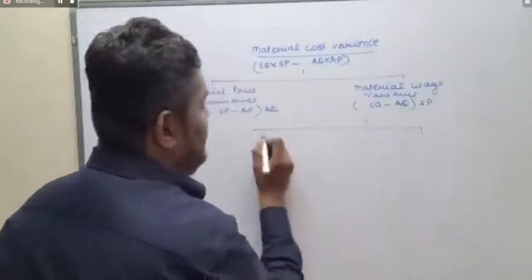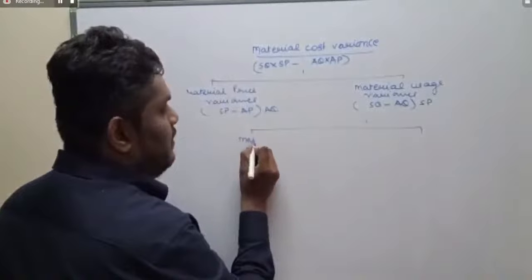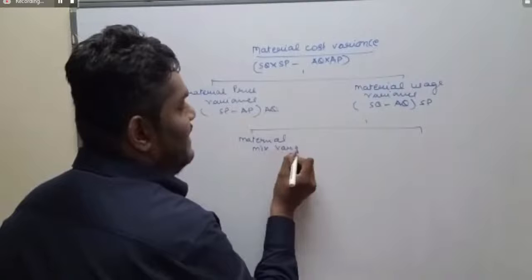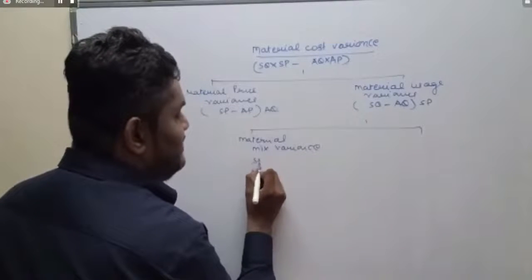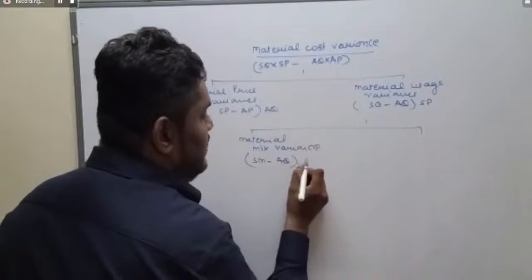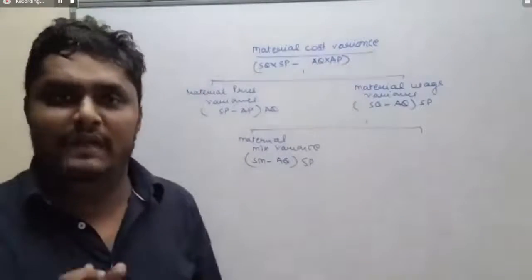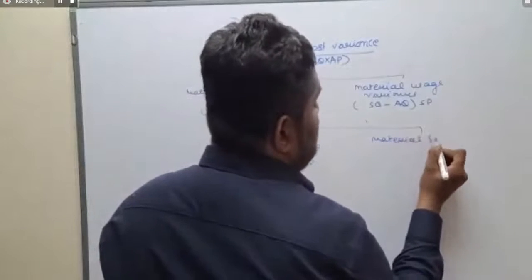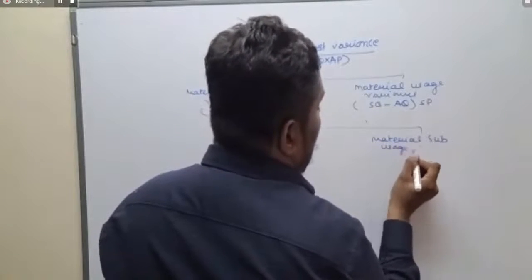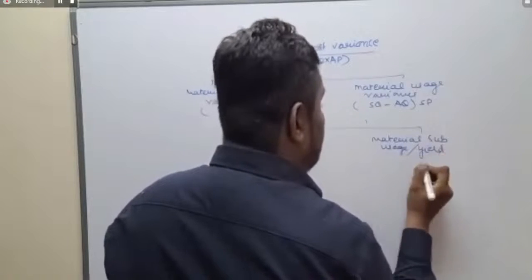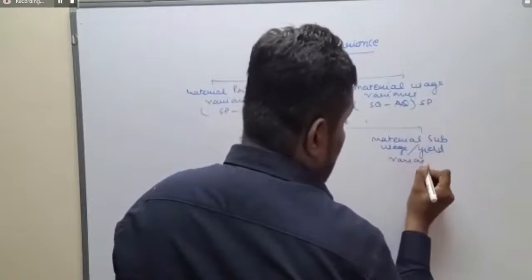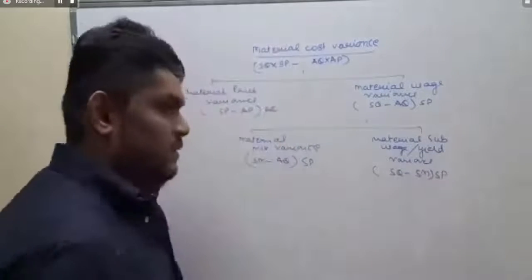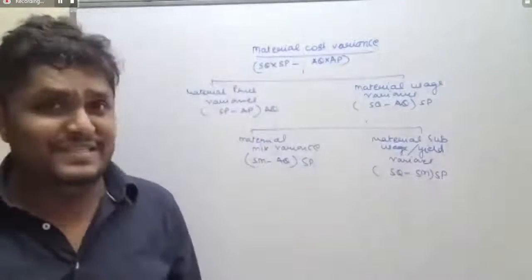Again, there are two parts of usage variance. The first part is material mix variance, that is standard mix minus actual quantity into standard price. How this formula is prepared, I've already discussed. And last is material sub-usage or yield variance, wherein it is standard quantity minus standard mix into standard price. So I request you guys to please take the screenshot.